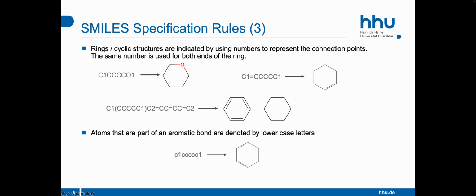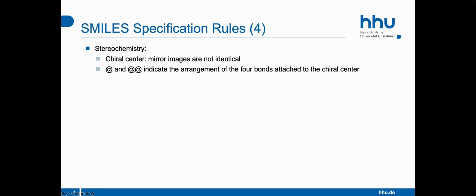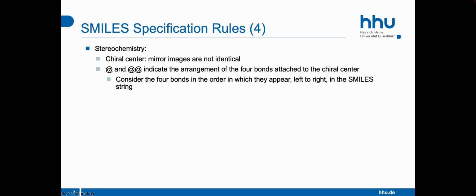A few slides ago, we have seen that if we have an atom that is a chiral center or stereocenter, we have a molecule that is not identical to its mirror image. This means we need to specify the arrangement of the 4 bonds that are attached to the chiral center, and we can do this by using the signs @ and double @. We now need to follow these 3 small rules to get the arrangements of the 4 bonds.